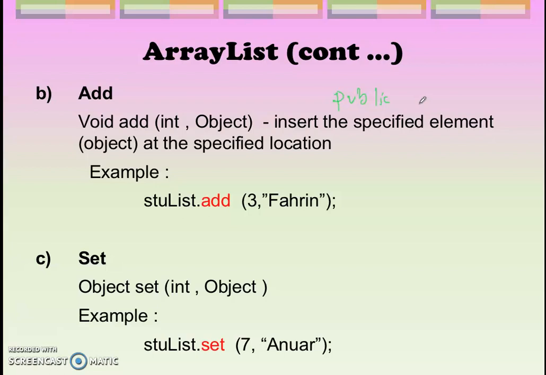Okay, so same goes to this. You want to use add. Supposedly, you need to define method ni. Public void add. Okay, so dia punya parameter, dia accept integer, apa-apa, the value as object lah.